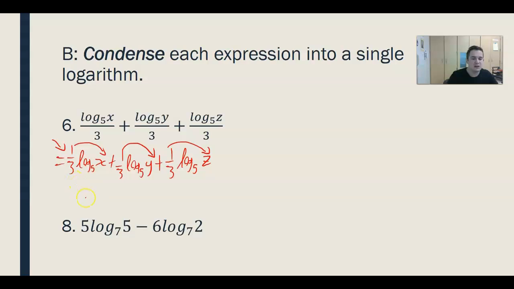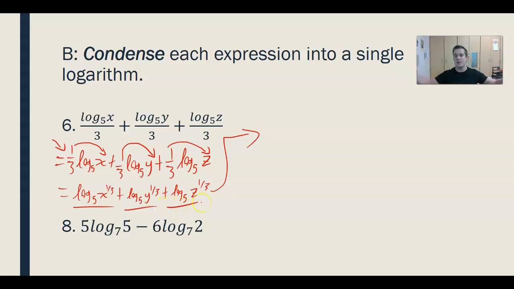So right here, I'm going to write each of these. I'm going to write log base 5 of x to the 1/3 plus log base 5 of y to the 1/3 plus log base 5 of z to the 1/3. Well, now I have 3 logarithms being added together. If I want to condense those all together, I'm going to use the product rule. So this is equivalent to log base 5 of x to the 1/3 times y to the 1/3 times z to the 1/3.